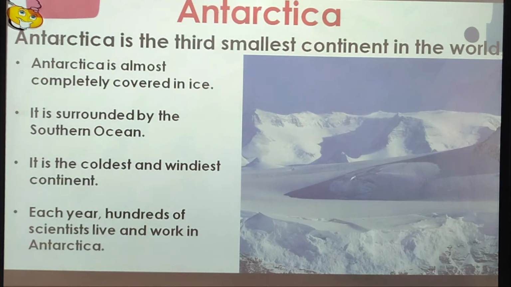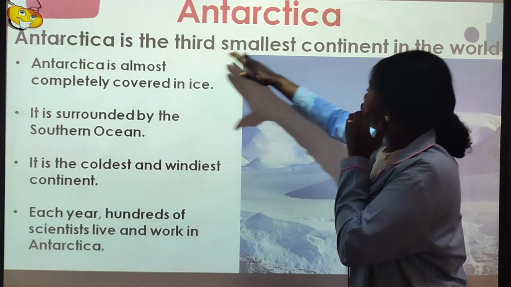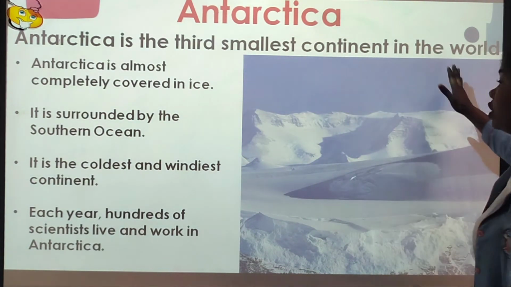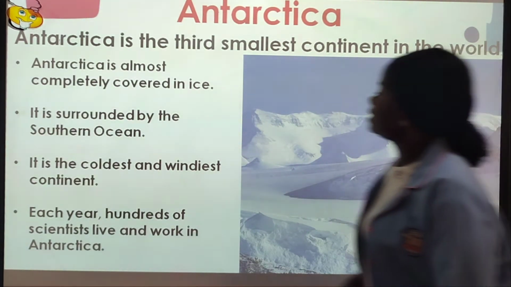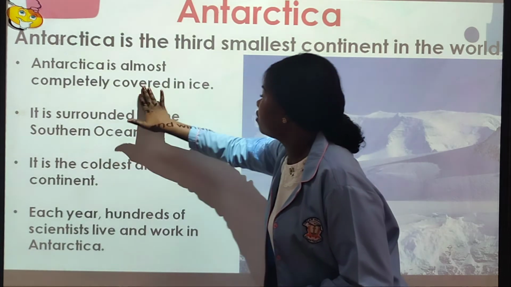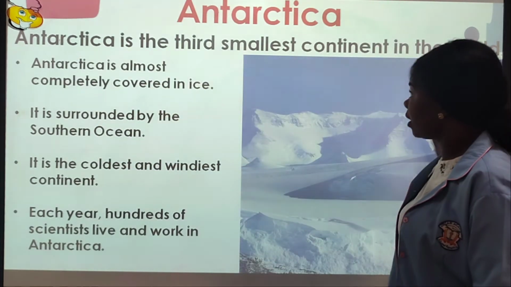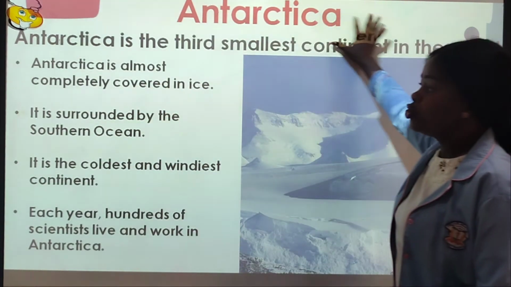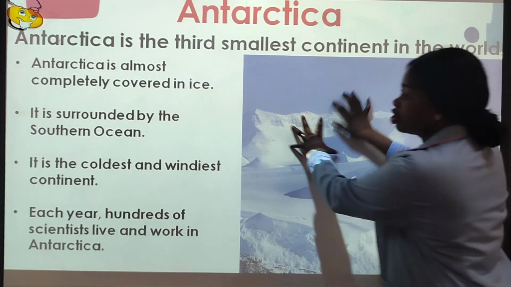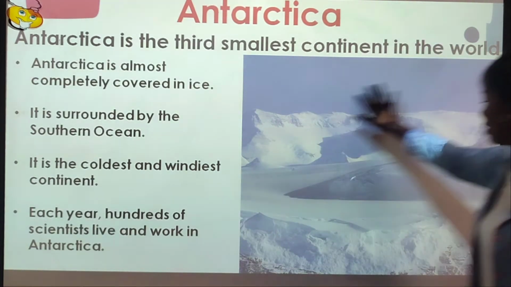Antarctica. Now let's talk about this. Antarctica is the 3rd smallest continent in the world. Antarctica is almost completely covered in ice. Remember, in Antarctica, nobody lives there, okay? It's covered in ice. Look at it.